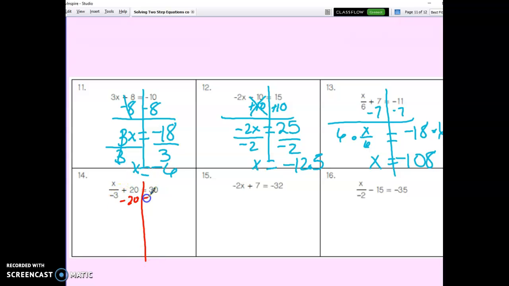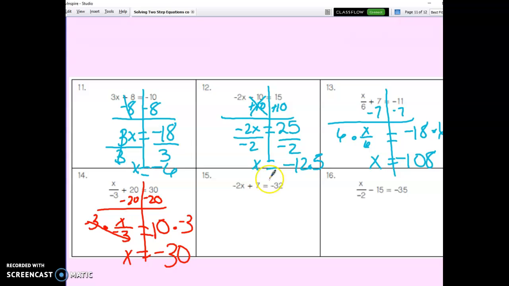I'm going to subtract 20 from both sides. Leaves me x over negative 3. 30 minus 20 is 10. Then I'm going to multiply both sides by negative 3. So x is equal 10 times negative 3, which is negative 30.